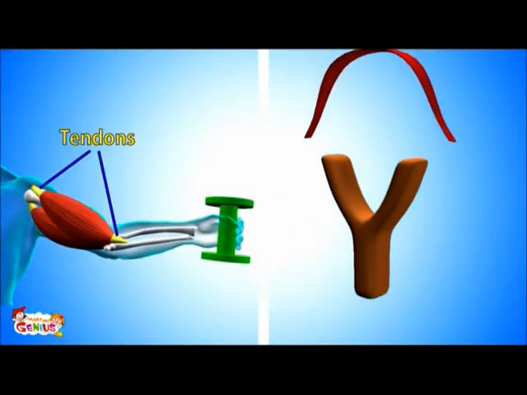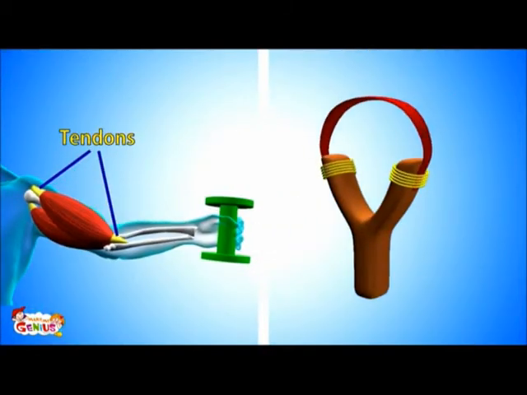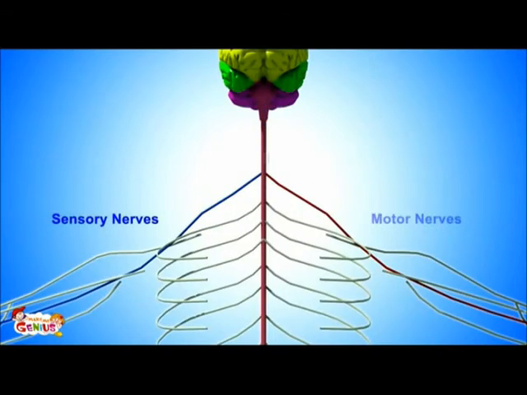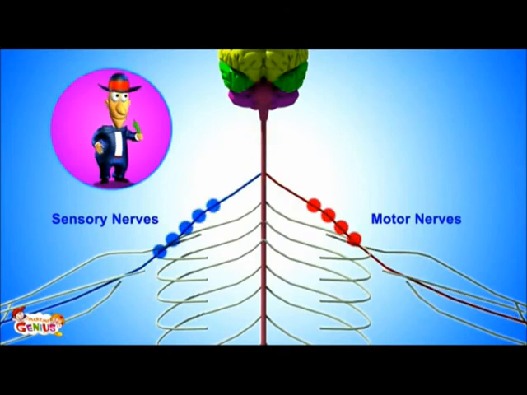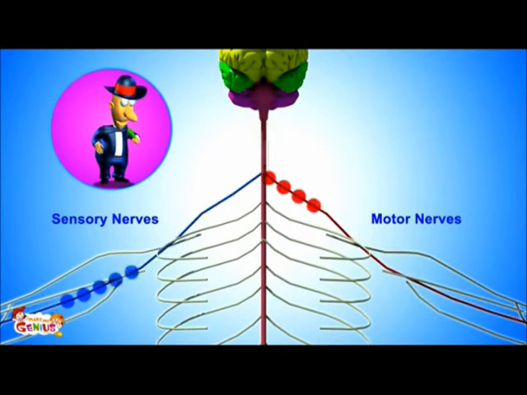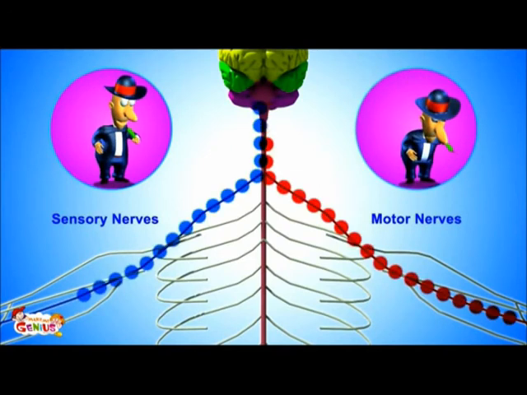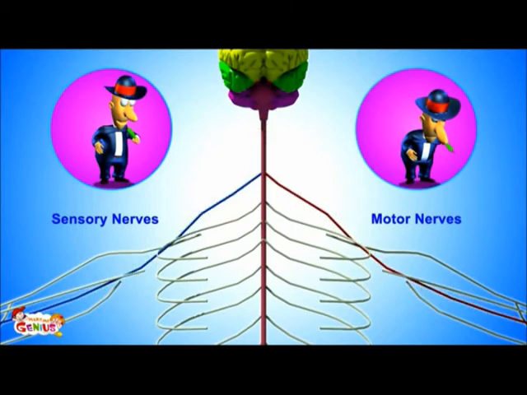See, at this catapult, rubber is tied to a wooden fork by a thread. Tendons are similar to threads, and muscles are similar to rubber. To tie muscles to bones, you need tendons. Skeletal muscles are controlled by our nervous system. When we want to move them, motor nerves carry a message to the brain, and the brain sends a message back to skeletal muscles telling them to act.